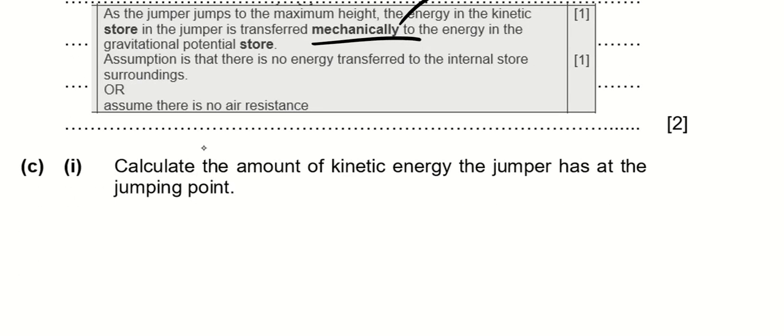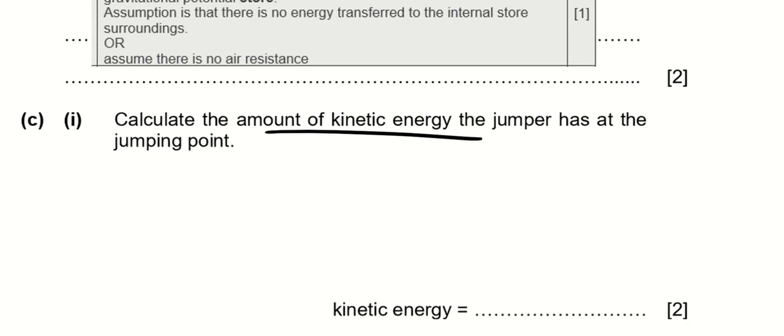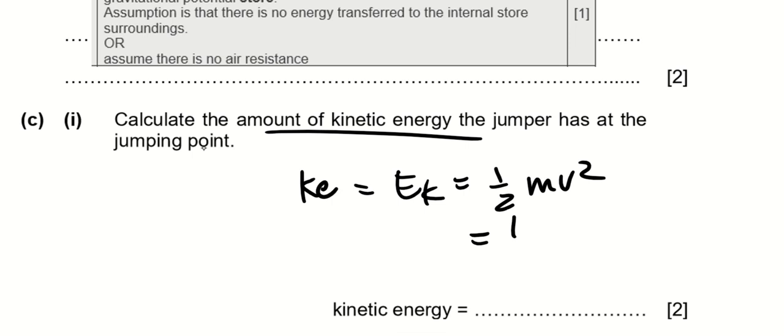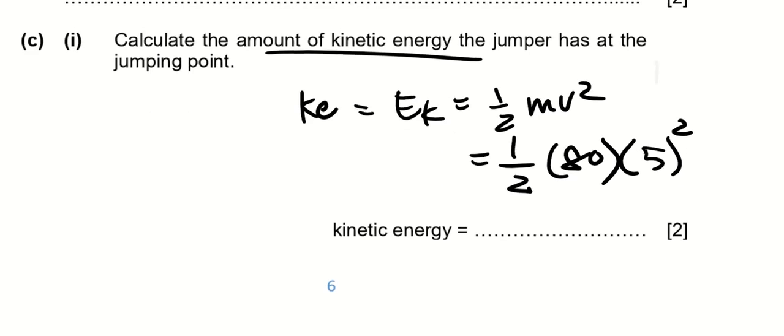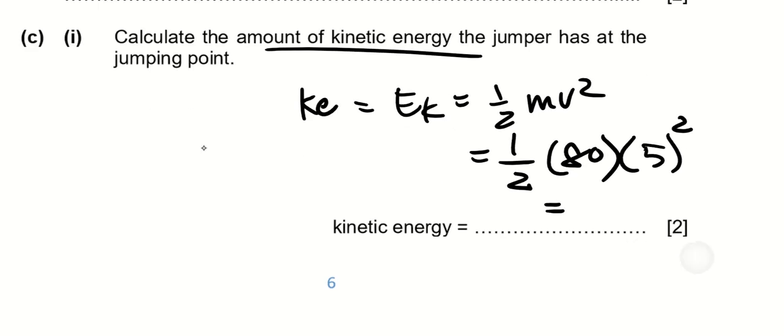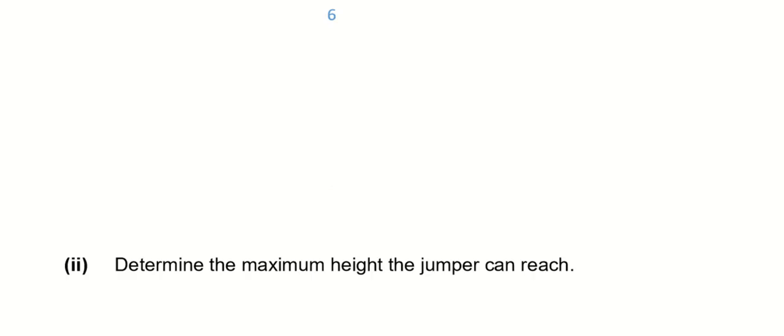Okay, they want us to calculate the amount of KE the jumper has at the jumping point. So for KE, or EK, equals half mv squared. Okay, again, make sure everything is in SI unit and his mass is 80. His velocity was 5 meters per second. Let me put in my 5. Okay, so if you do your calculation correctly, you'll get 1000 joules. Just take note that the square belongs to the v only.